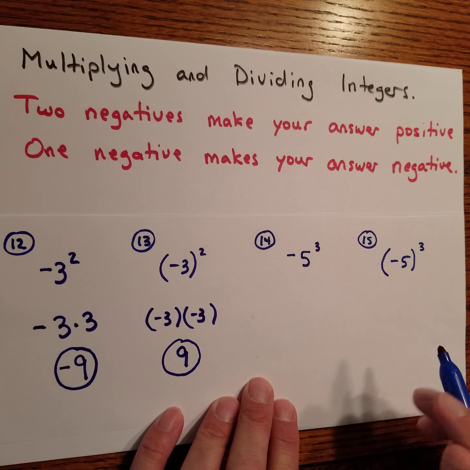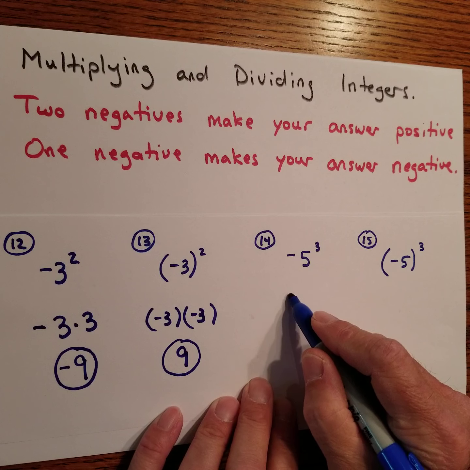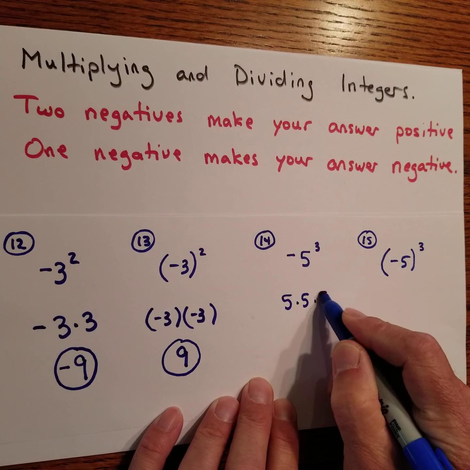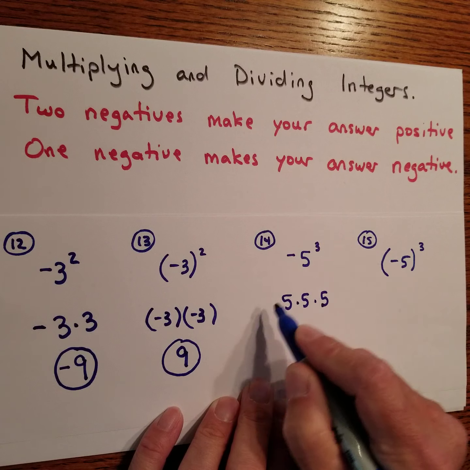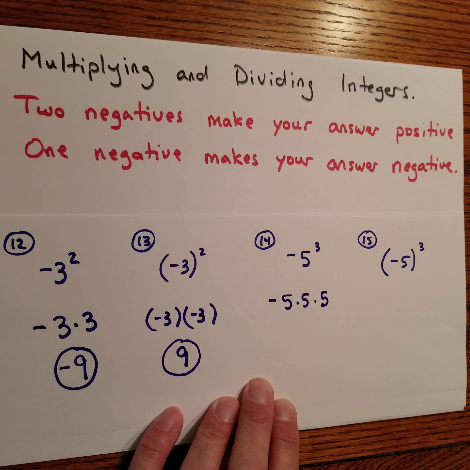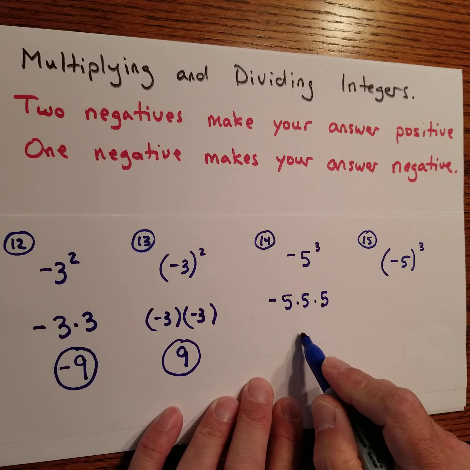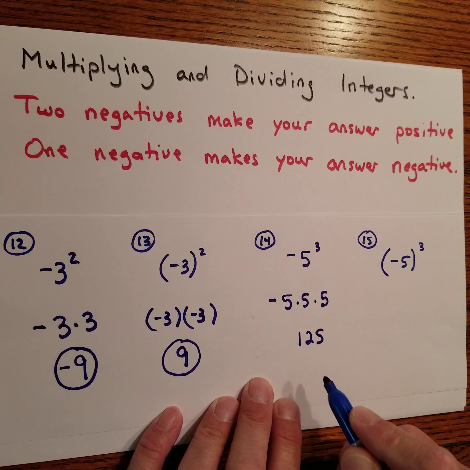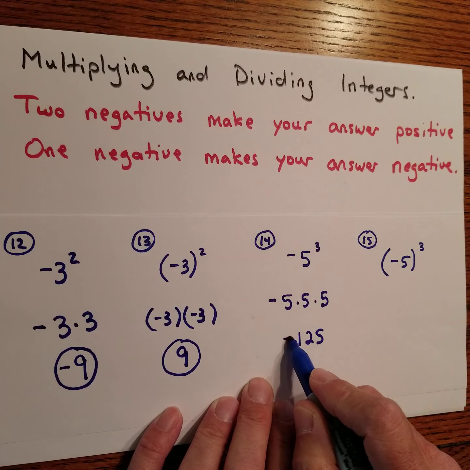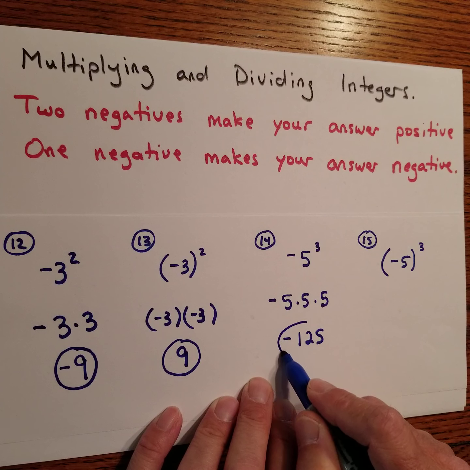In number 14, take 5 to the third power. But count this negative just once. I know 5 times 5 is 25 times 5 is 125. And one negative makes my answer negative.